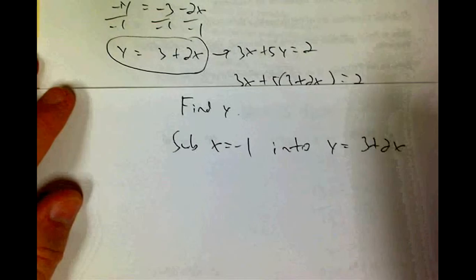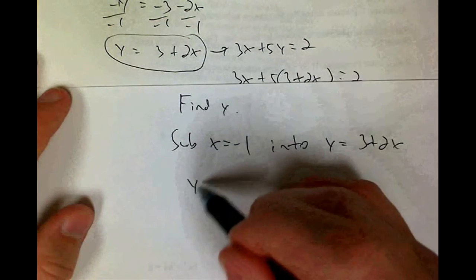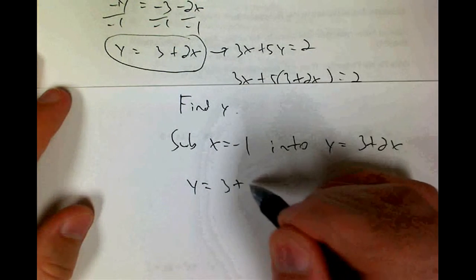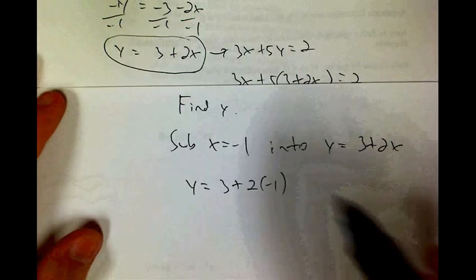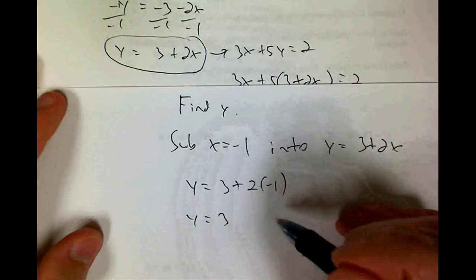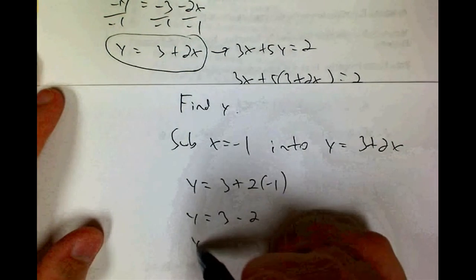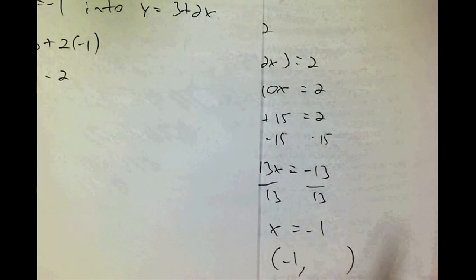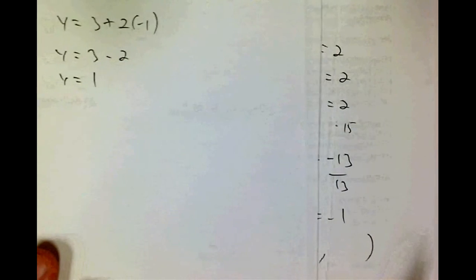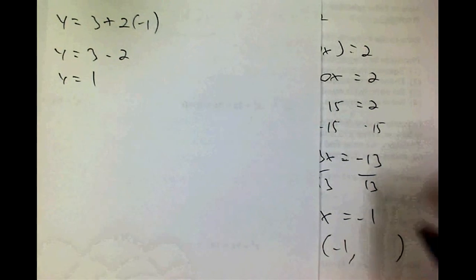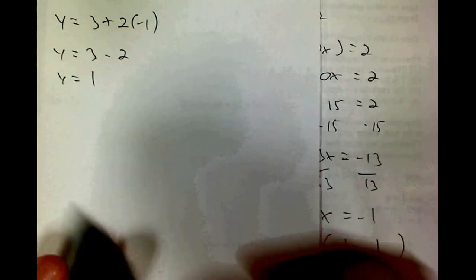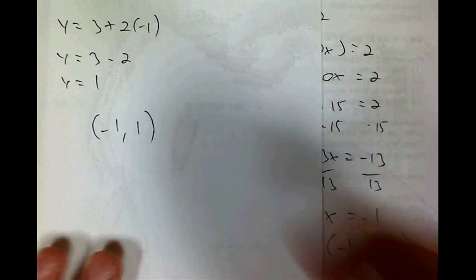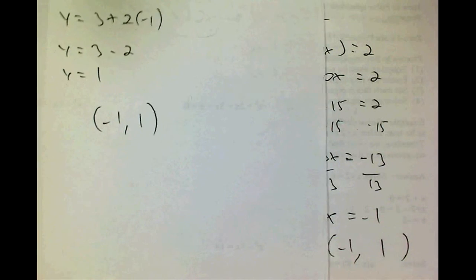Which means that I end up with y equals 3 plus 2 times -1. 2 times -1 is -2, and 3 minus 2 is 1. So our final answer is (-1, 1). That's our final answer. (-1, 1). And that's how we do substitution.